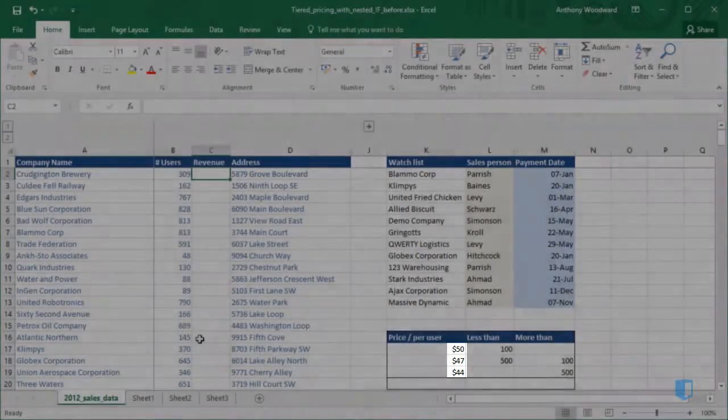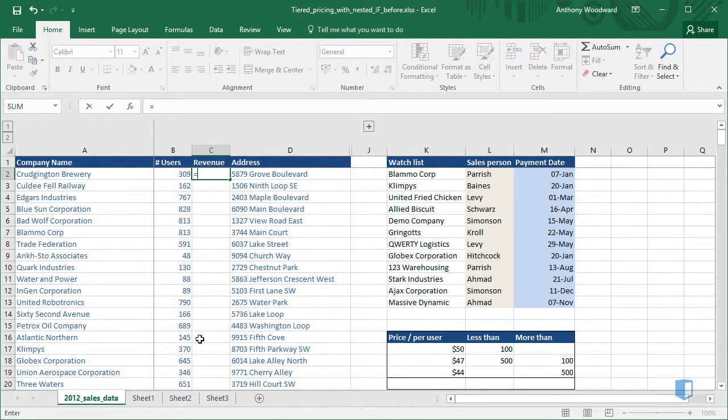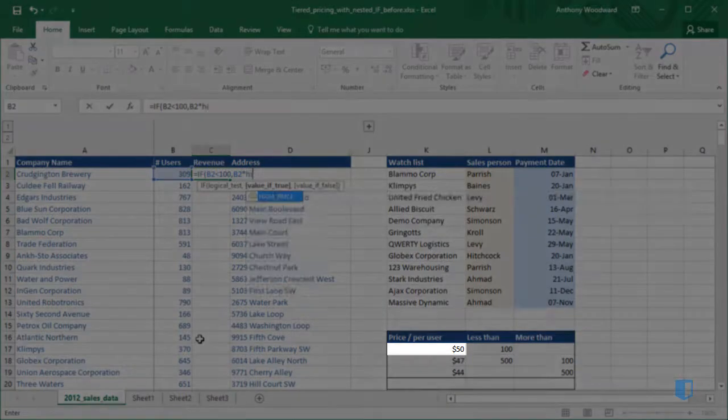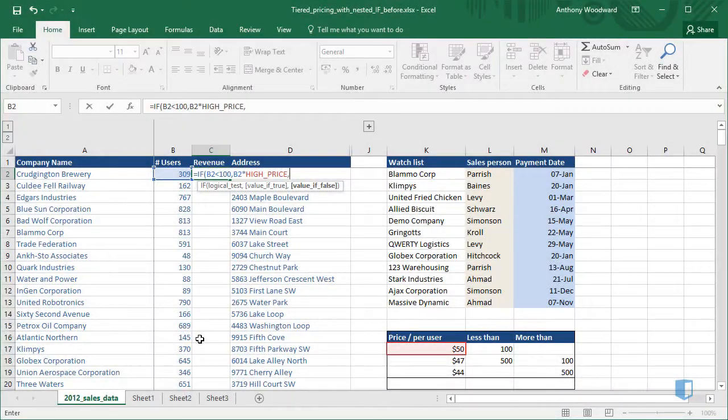We'll start by writing our first if statement, and the first logical test will check if the number of users is less than 100. If this is true, we'll multiply the number of users by the high price. If it isn't true, we'll create another if statement.